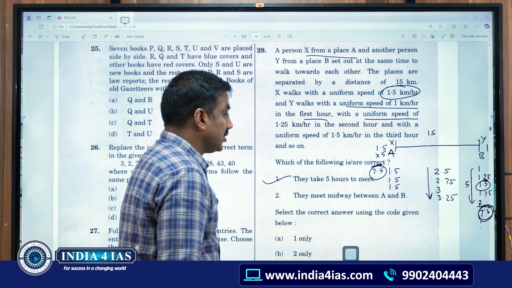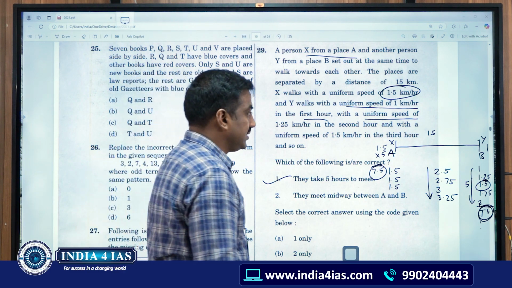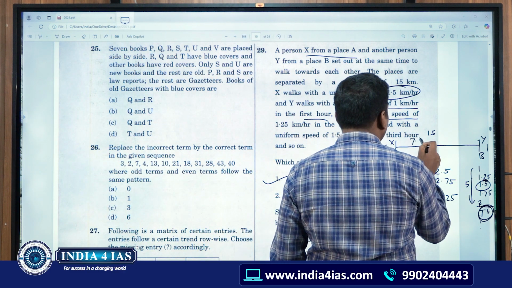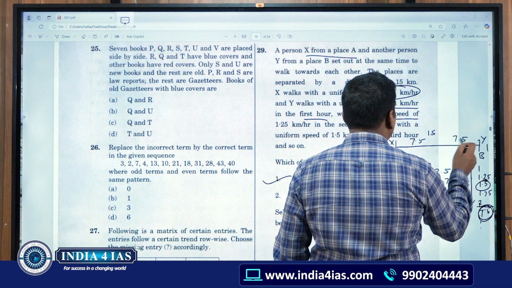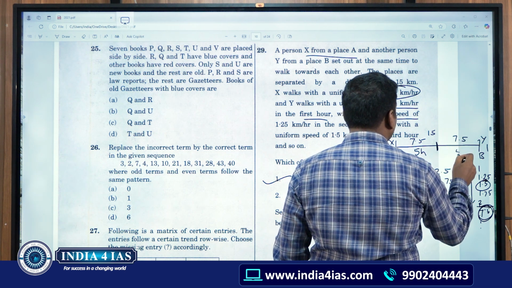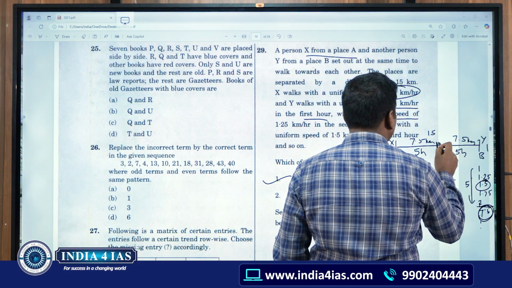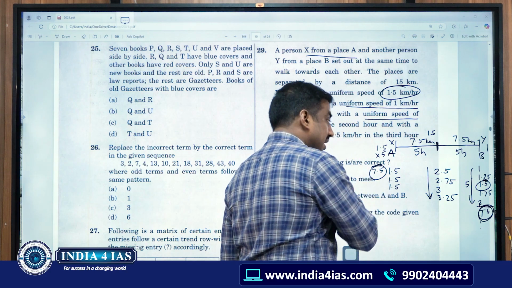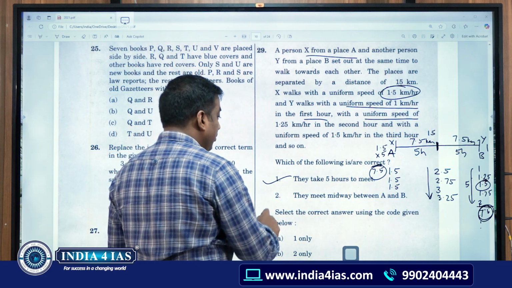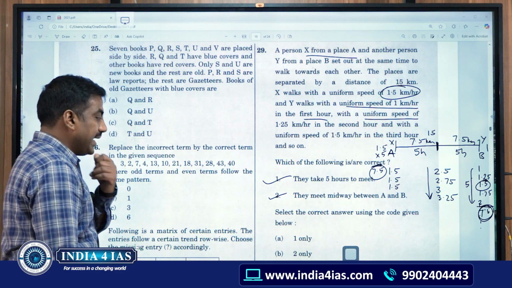They take 5 hours to meet. They meet midway between A and B. Yes, definitely, when he covers 7.5 and he covers 7.5, they will meet in the middle. So he will take 5 hours, he will also take 5 hours. So this is 7.5 kilometer, this is also 7.5 kilometer. So they are meeting in the middle. They meet midway between A and B.